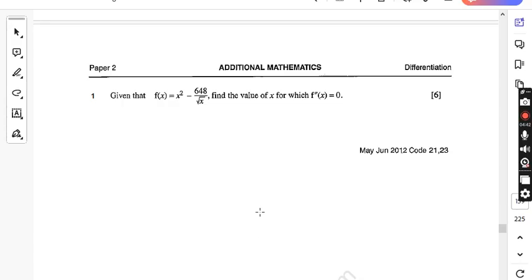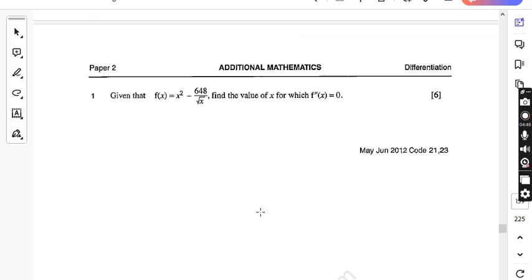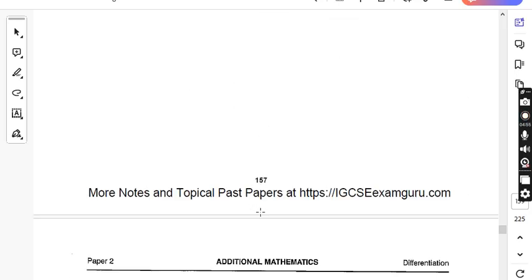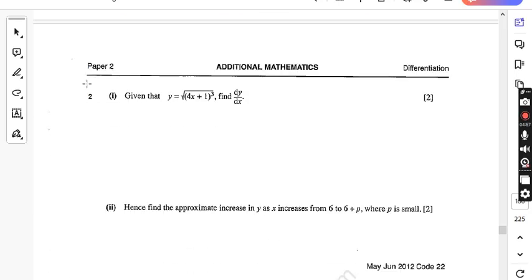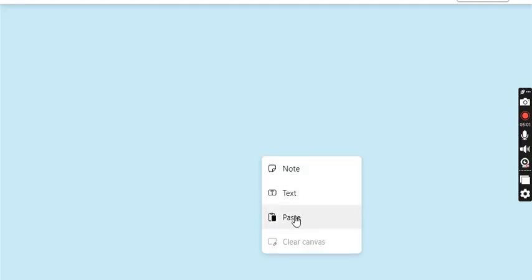Move to next question. This question came in May June 2012 paper 2123, and the question number in this paper is question number 3. Next question.